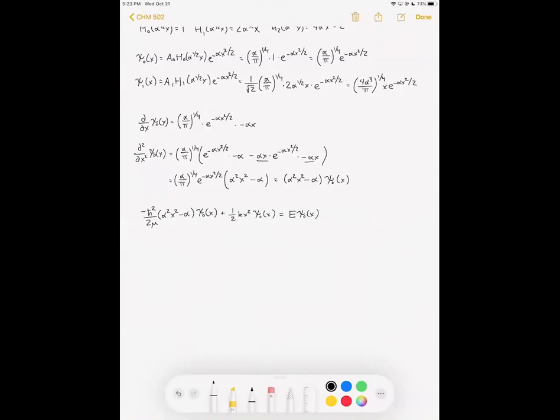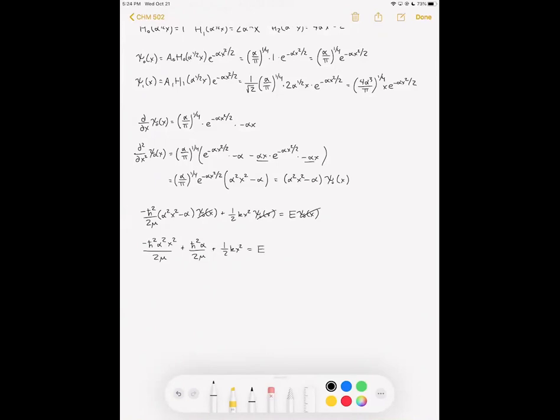You can see in all 3 of these terms, we have our wave function, so that cancels out, which means we're a good step closer to getting the actual constant that we want. All right, so what we have here is minus h bar squared, alpha squared, x squared over 2 mu, and then plus h bar squared alpha over 2 mu, plus 1/2 kx squared is equal to E.